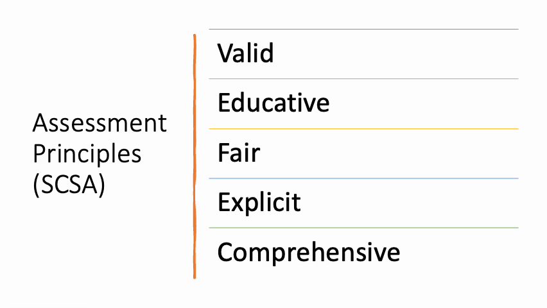And it should be comprehensive. So we should have a good range of information, different situations over a period of time, lots of information from observations, lots of different pieces of work that they've created, and lots of conversations and so on. So we want to make sure that we're putting into place those 5 key assessment principles.